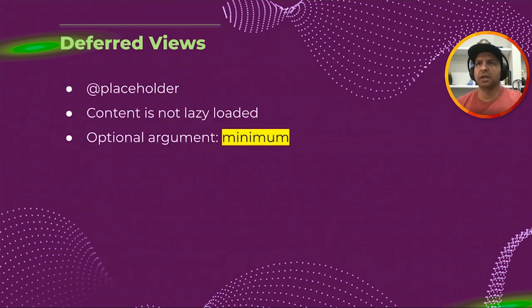So like I mentioned earlier, deferred views come with additional blocks. The placeholder is the first one we'll discuss. This block can be used to display content before the defer block triggers. Be aware though that the content used for the placeholder itself is not lazy loaded. So the content in the placeholder is shown first until the defer block content is ready to render. And the placeholder itself comes with an optional argument called minimum that allows you to set the time to display the content.